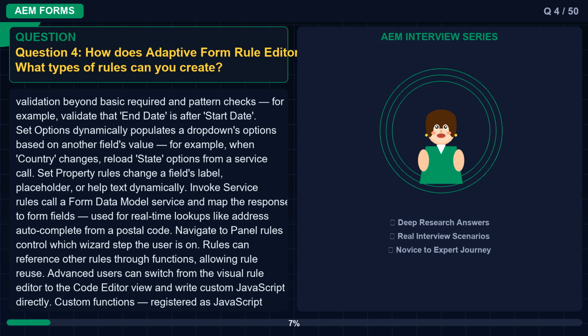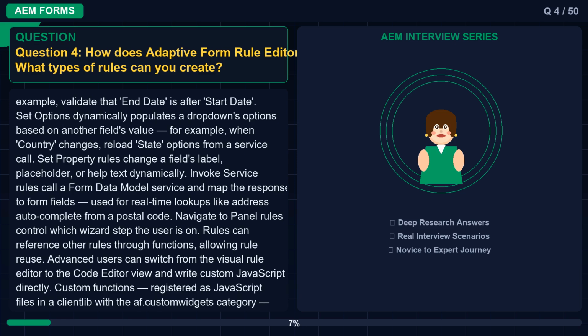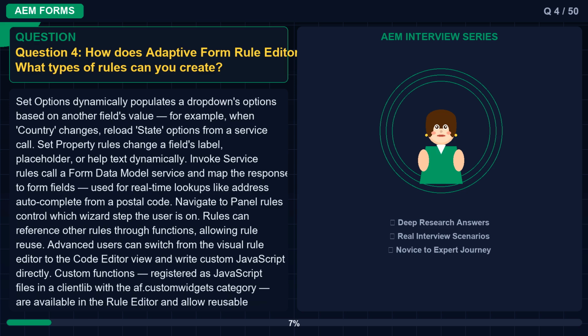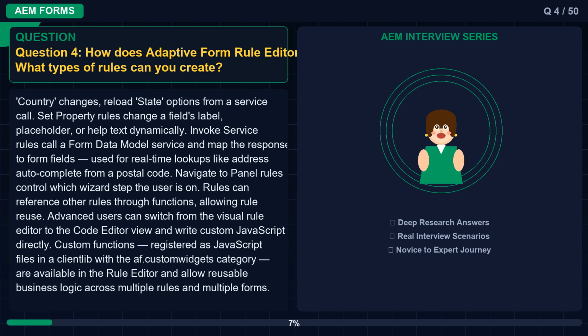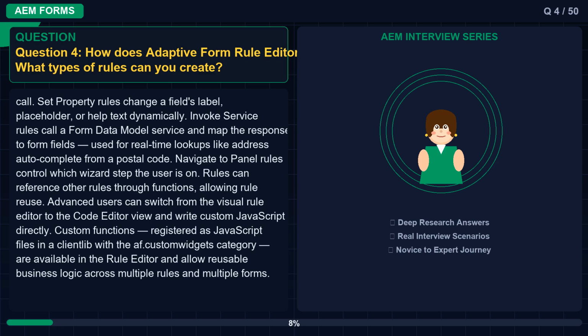Rules can reference other rules through functions, allowing rule reuse. Advanced users can switch from the visual rule editor to the code editor view and write custom JavaScript directly. Custom functions, registered as JavaScript files in a client lib with the af.customWidgets category, are available in the rule editor and allow reusable business logic across multiple rules and multiple forms.